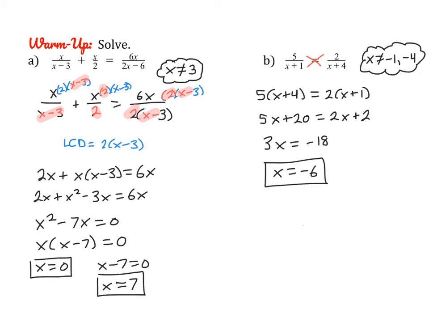And for part B, we have two restrictions, x cannot equal -1 or -4. This one you can solve by cross multiplying, which I did here, and then you're just solving it as a linear equation. So you get x equals -6.